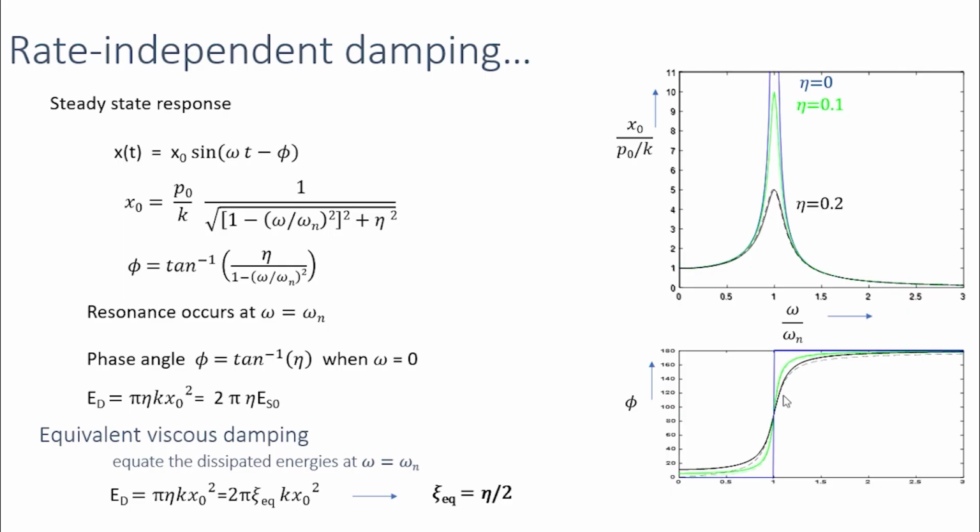When we are considering equivalent viscous damping, we get phi angle equal to 0 when omega is 0. But in the case of rate independent damping, at omega equal to 0, the phase angle will be tan inverse eta, so we will get a non-zero value. But other than that, the phase angle is approximate when we use this equivalent viscous damping. So in the case of rate independent damping, we can use viscous damping to represent this energy dissipation.